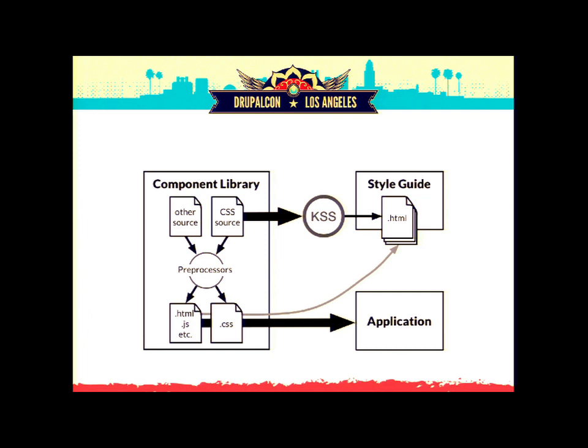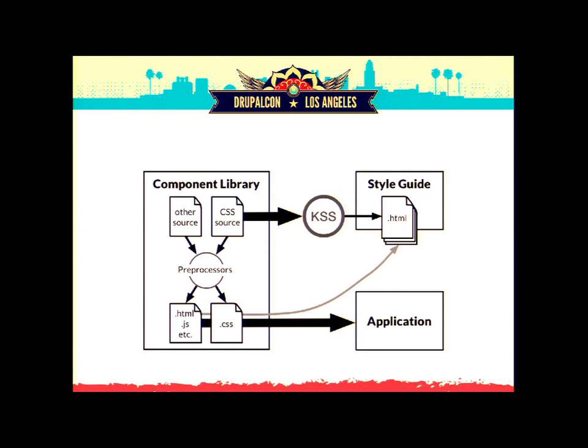Oftentimes you'll have various preprocessors, so you can convert Sass into CSS, CoffeeScript into JavaScript, that sort of thing. But those are all within your component library. And because you have this system, you need to have it all documented. So you'll often have a style guide that's automatically generated from the component library and lives next to it, saying, this is what's going on inside this component library. And then your application, which is Drupal in this case, is pulling those resources from the component library. It's got the data, and it goes, okay, I know that I want to have this thing styled in some way. So I'm going to grab a component from the library and say, my data goes in here, and then send it off to the rest of the system.